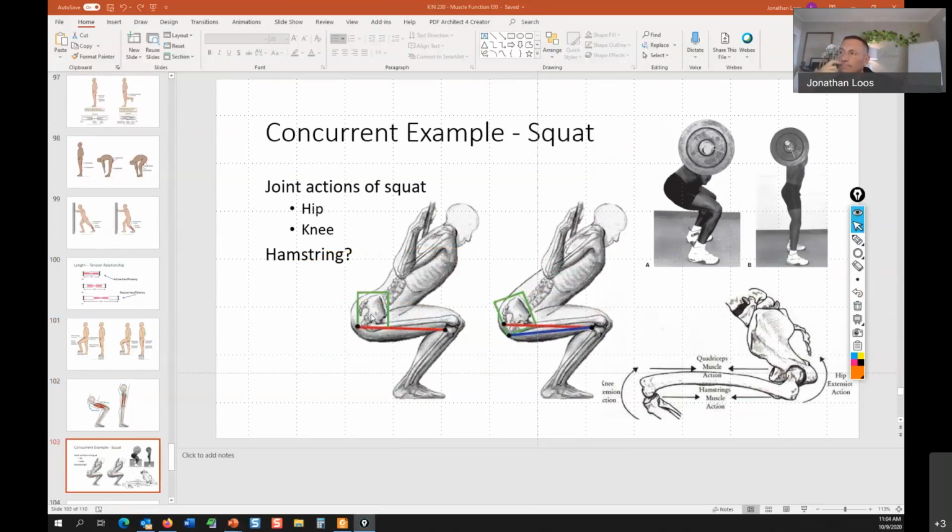So if you're squatting and that butt wink occurs right here, over time, does that put a lot of stress on the low back? It does.